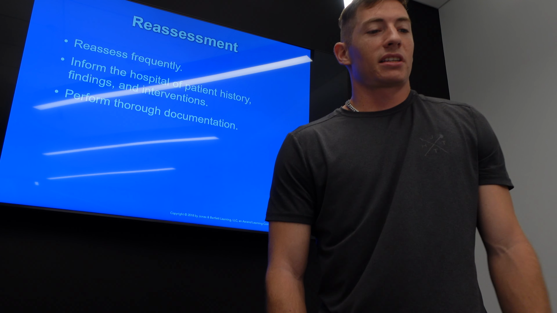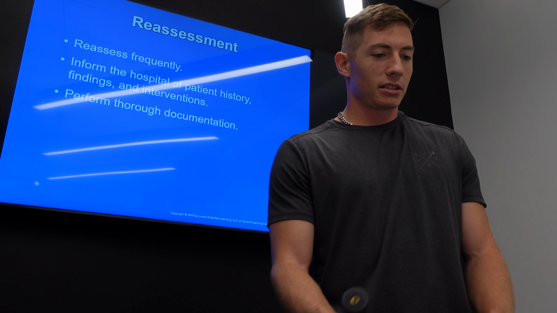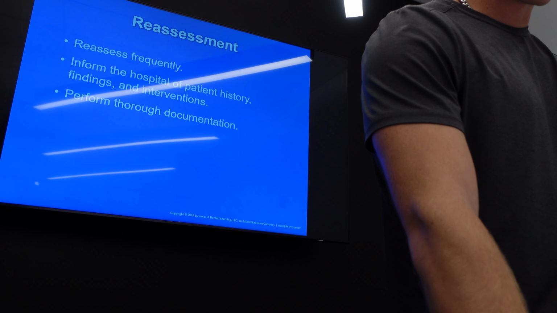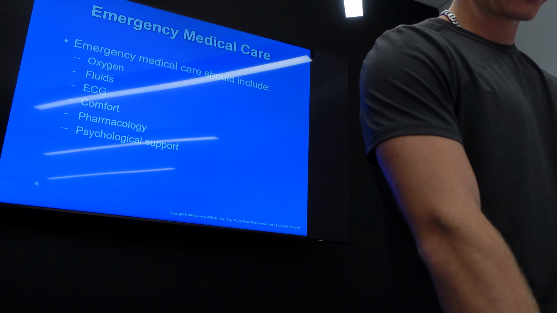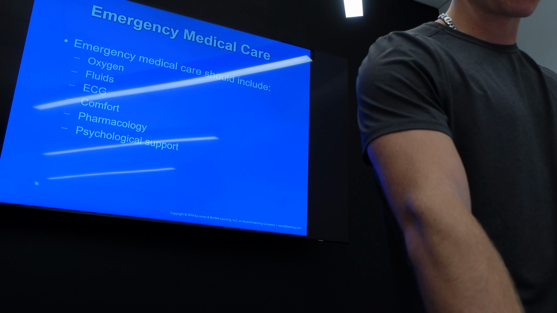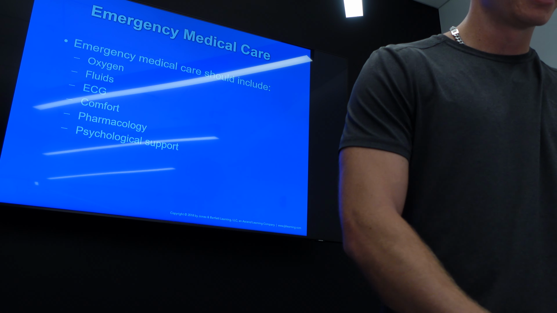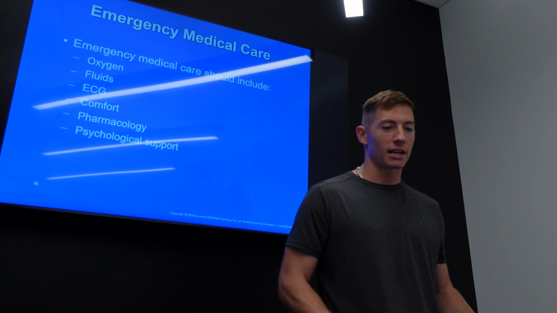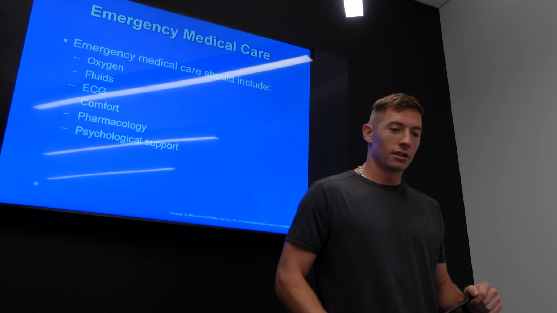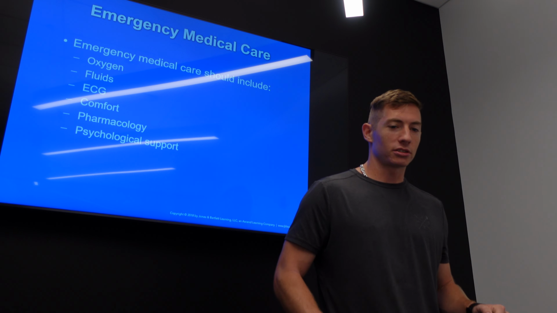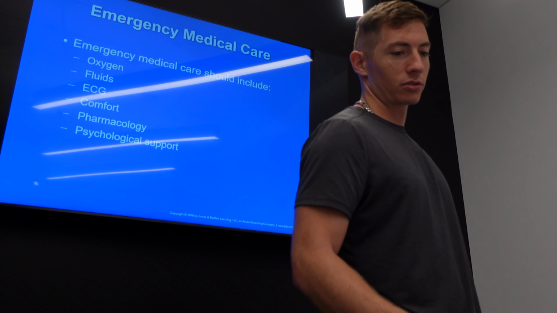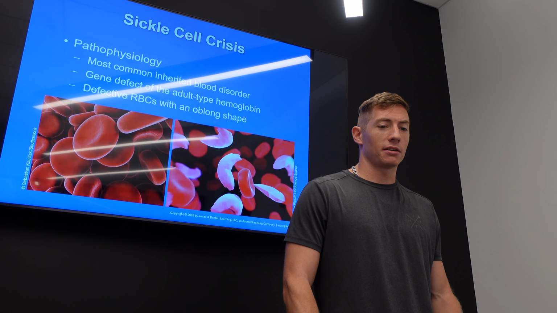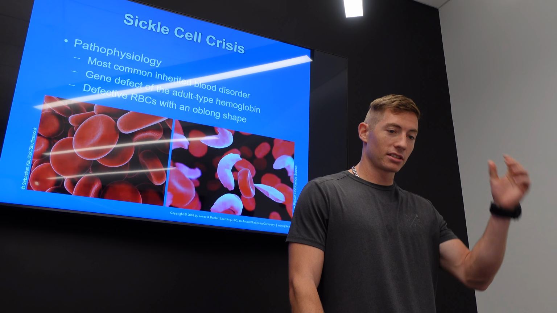Reassessment. We want to reassess the patient and patient history, and thoroughly document each finding and the patient's conditions. Emergency medical care for blood disorders includes oxygen, fluids, an EKG or electrocardiogram, comfort measures, pharmacological management, and addressing psychological disorders. Next, pathophysiology, assessment, and management of specific emergencies.